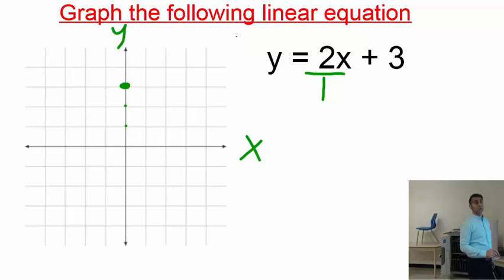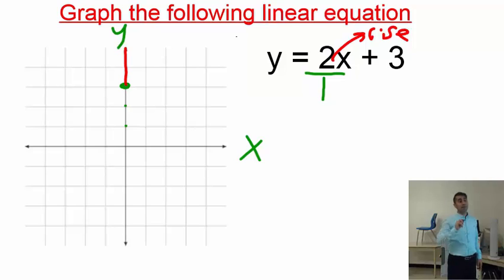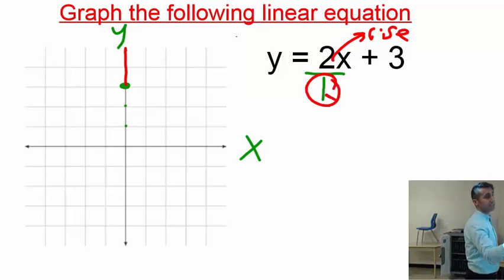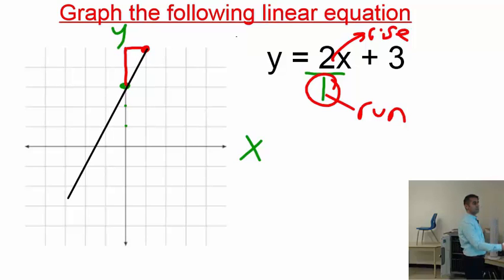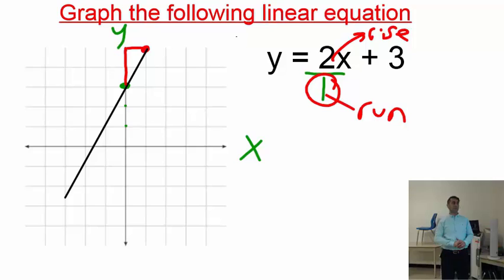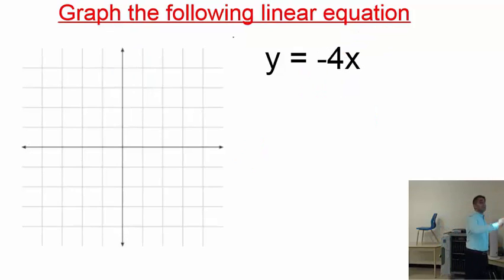I'll go 2 up. 1, 2. And from there, I'll go 1. This is the run. So I'm going to go 1 unit to the right, which is here. So that's my second point. Now I can draw the equation of line.